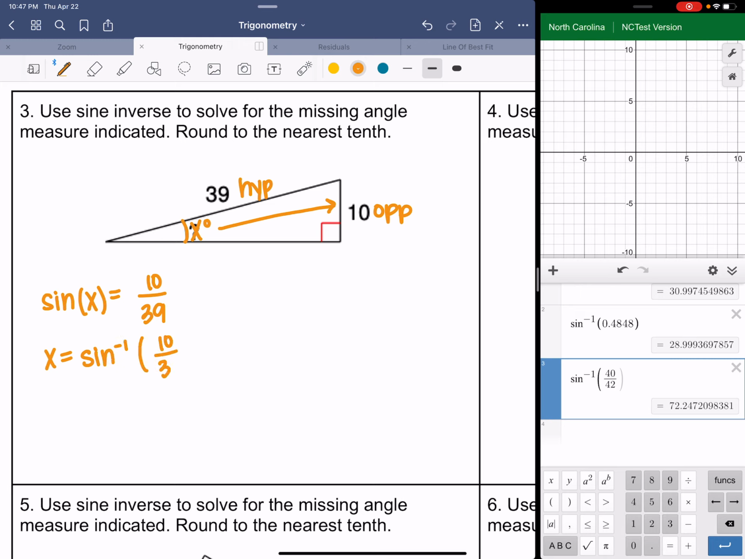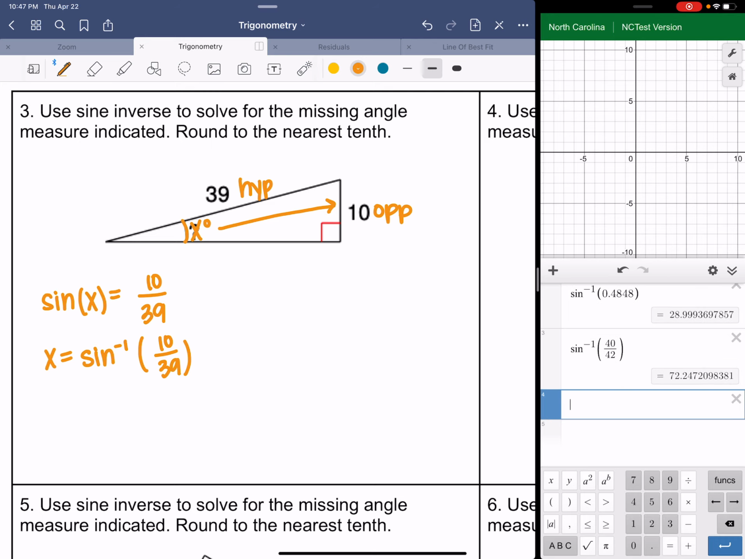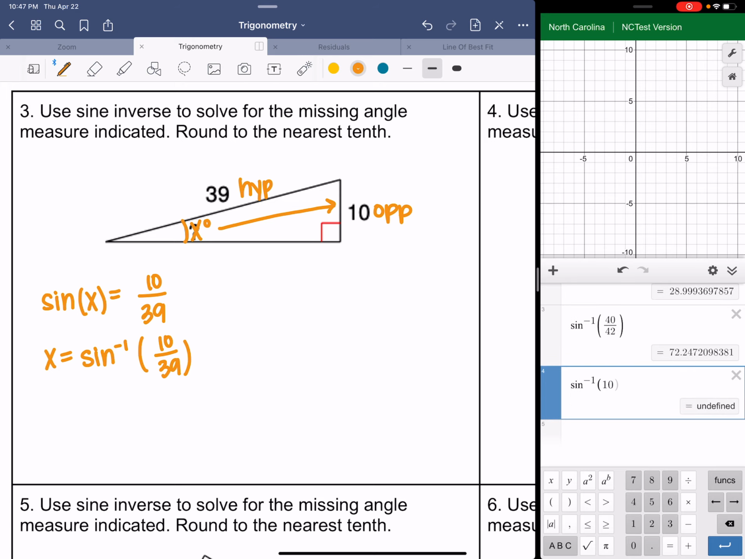In case you haven't figured it out by now, the -1 symbol just means inverse. It is not an exponent. Just make that clear. All right, sine inverse of 10 over 39 is 14.85, so 14.9 degrees.